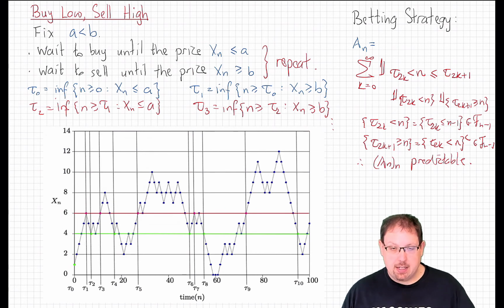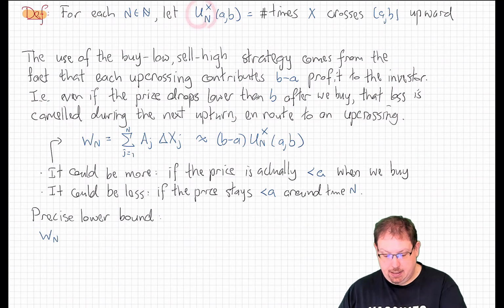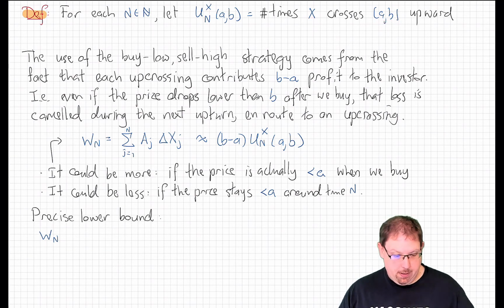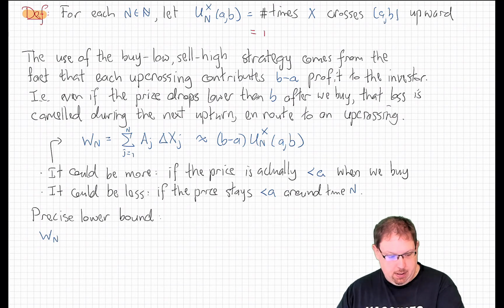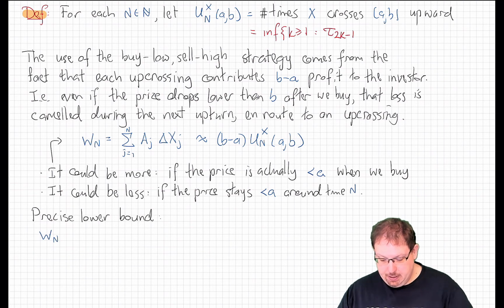So what counts here is the number of times we cross up from A to B. Let's make that precise. For each time n, U_n of A and B is the number of times that the process X crosses from A up to B upward. We can make that very precise in terms of the stopping times. This is exactly equal to the smallest integer k such that the odd-numbered stopping time tau_{2k-1} is less than or equal to n.